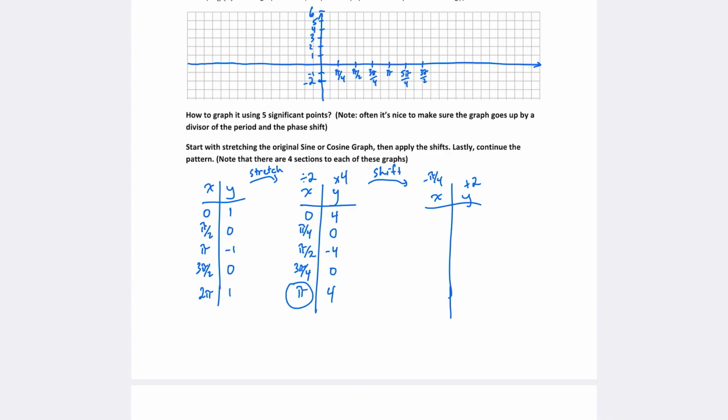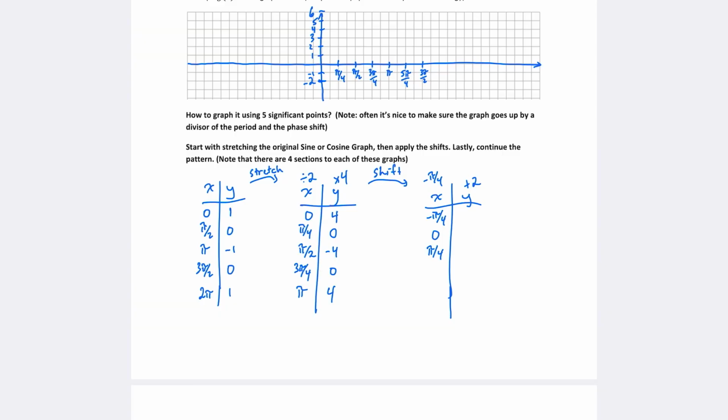So now we have a period of pi instead of a period of 2 pi. So those are your stretches, and now if we do the shifts, what we're going to do is subtract pi over 4 from each one. So if you have 0 and you subtract pi over 4, you have negative pi over 4. Pi over 4 minus pi over 4 is 0. If we subtract pi over 4 from pi over 2, we have positive pi over 4.